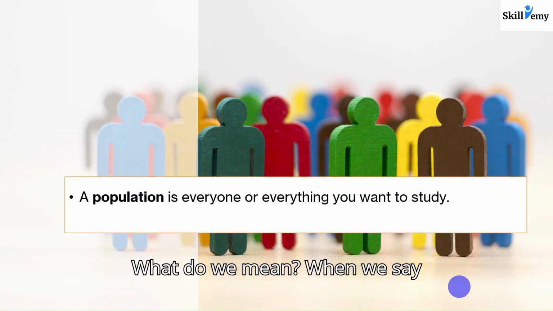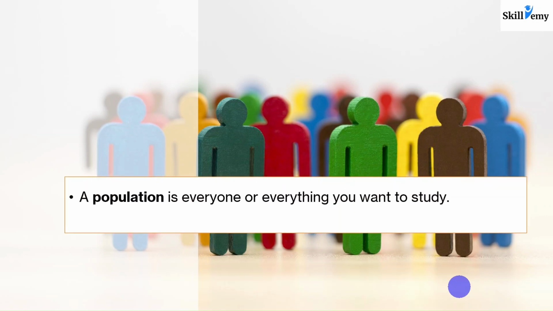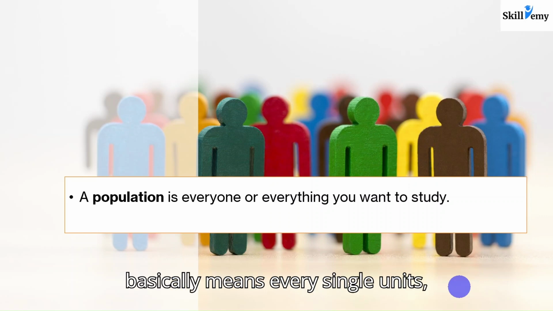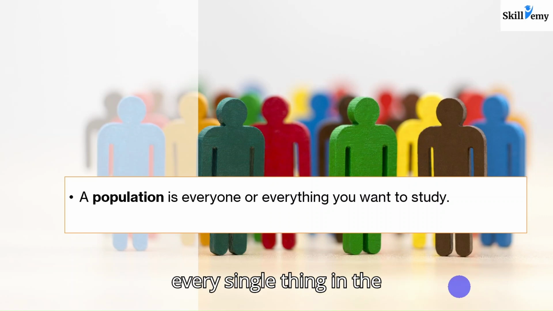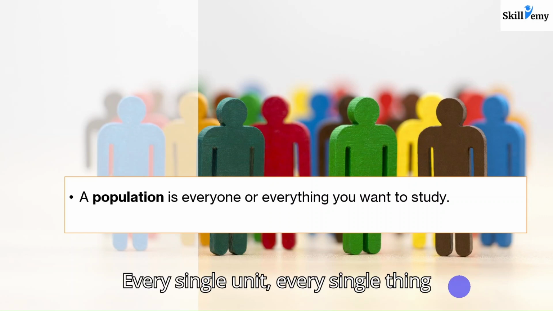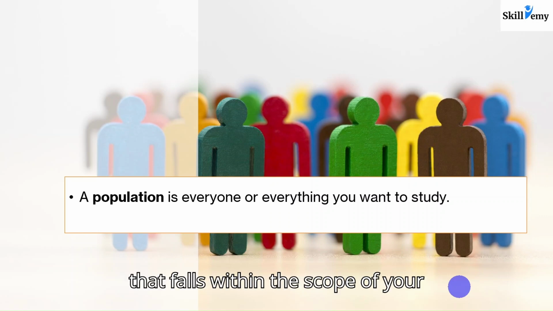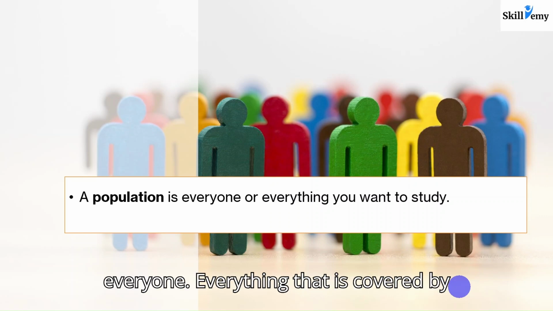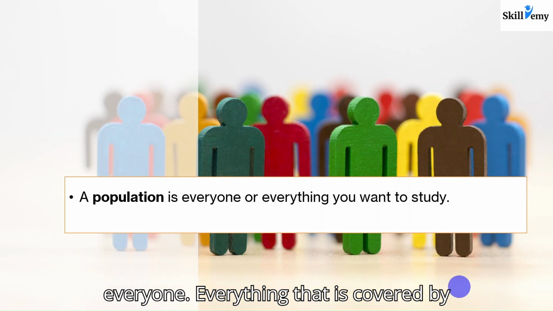What do we mean when we say a population? So a population basically means every single unit, every single thing in the scope of your study. Every single unit, every single thing that falls within the scope of your study. So it has to do with everyone, everything that is covered by your scope of study.